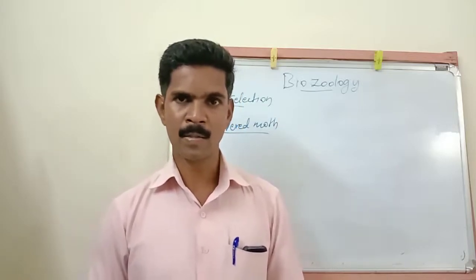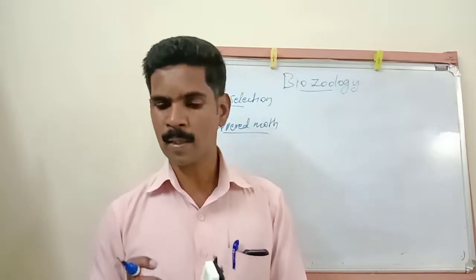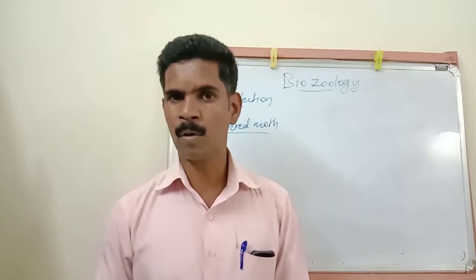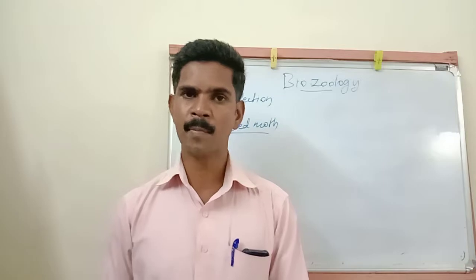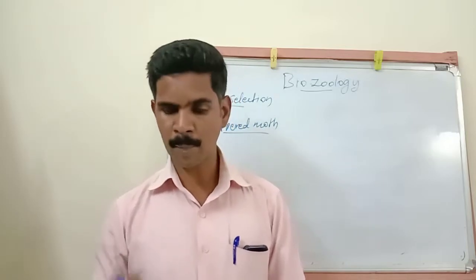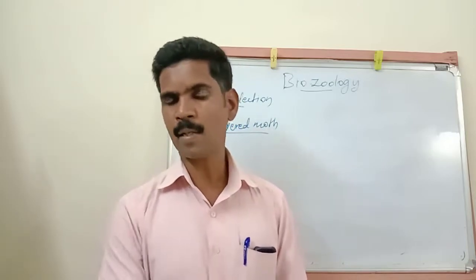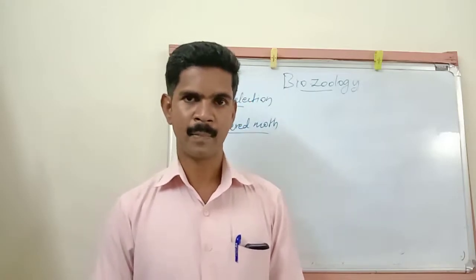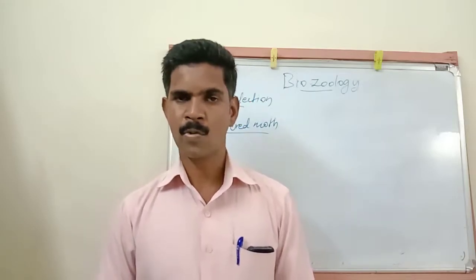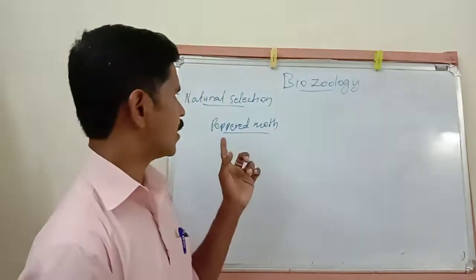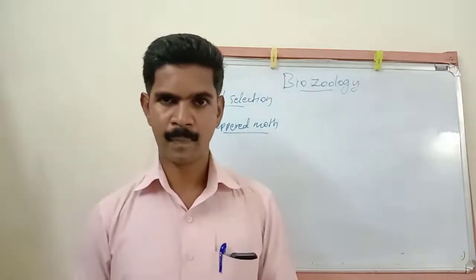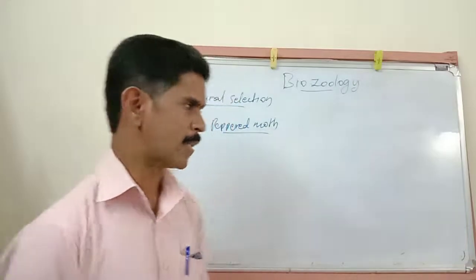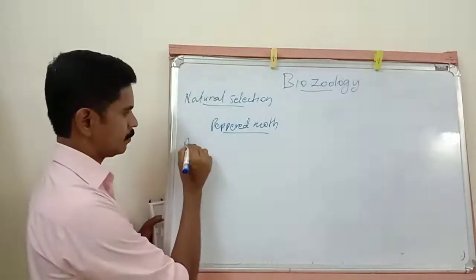The black color is one of the adaptive characters of this black moth. With the help of this adaptive character, they can escape from their enemies and live as a successful organism. Understand? I hope you all understood this natural selection. Then the next one is artificial selection.